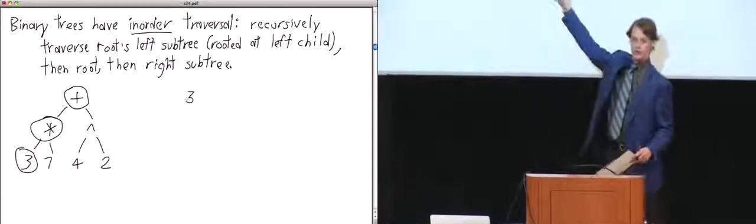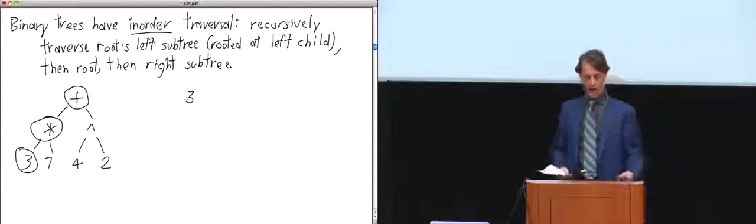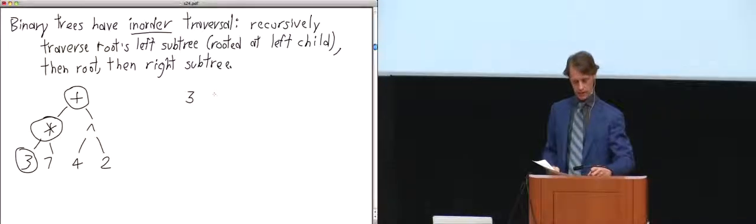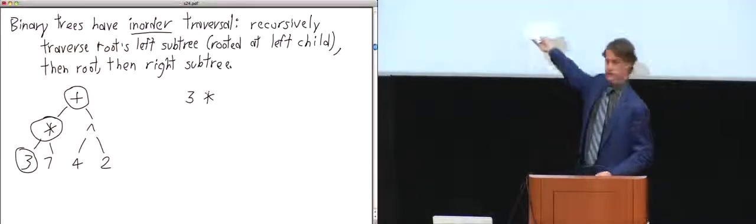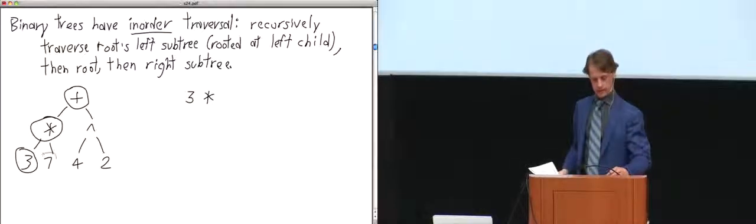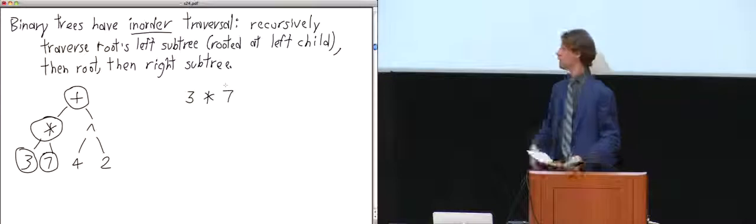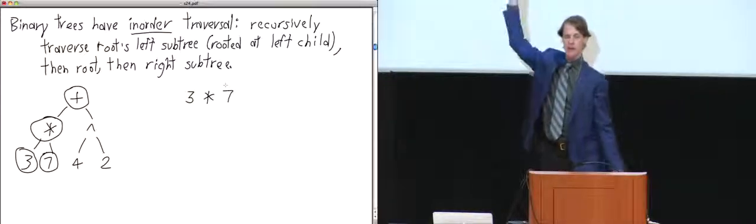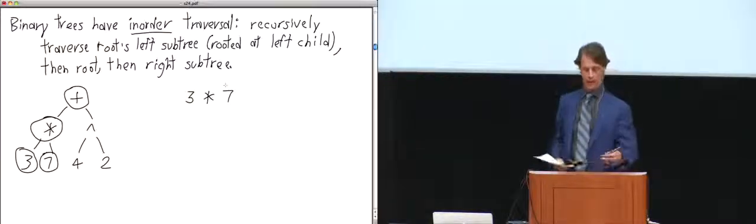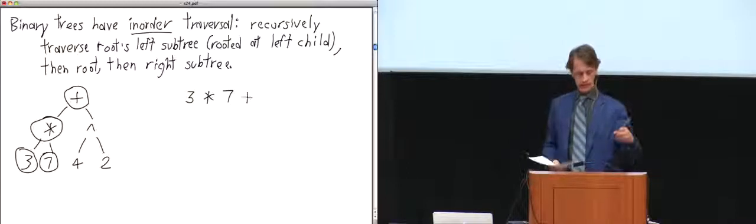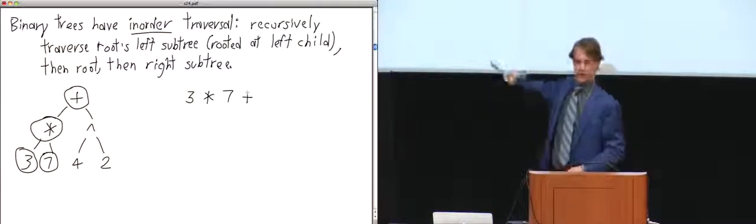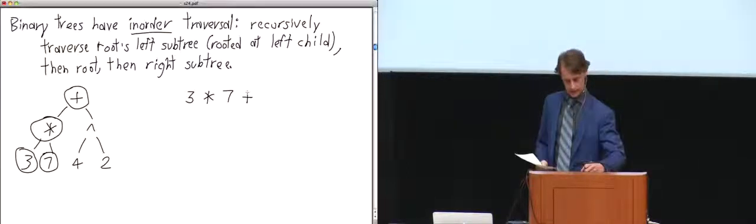Then I unwind the recursion back to the star. I can visit that star now. And then I visit its right child. The 7 has no children, so I can visit it now. Then I unwind the recursion back to the root, and now I can visit the root. Then I do the same thing with the right subtree.